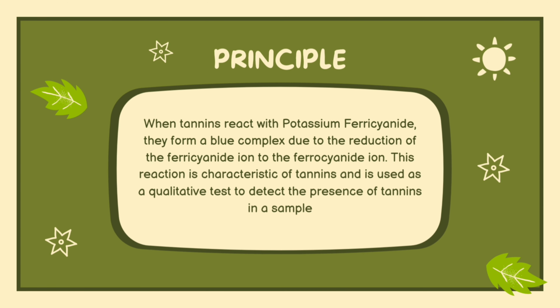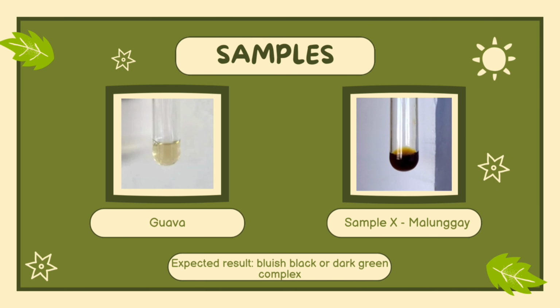The principle of the potassium ferricyanide test for tannin and tannin-containing derivatives involves the reaction of tannins with potassium ferricyanide to form a blue-colored complex due to the reduction of the ferricyanide ion to the ferrocyanide ion. This reaction is characteristic of tannins and is used as a qualitative test to detect the presence of tannins in a sample. The expected result in this test is a blue, black, or dark green complex.